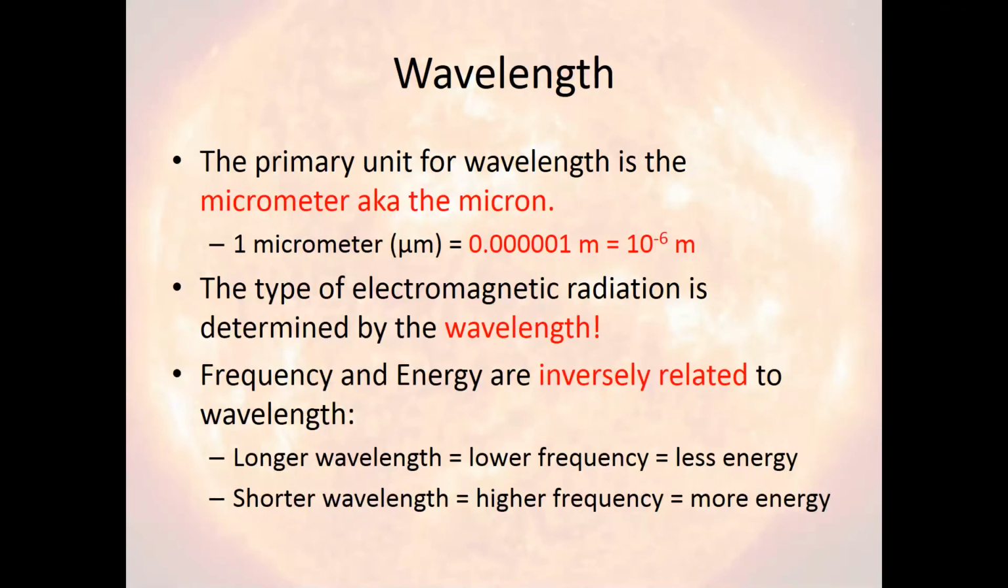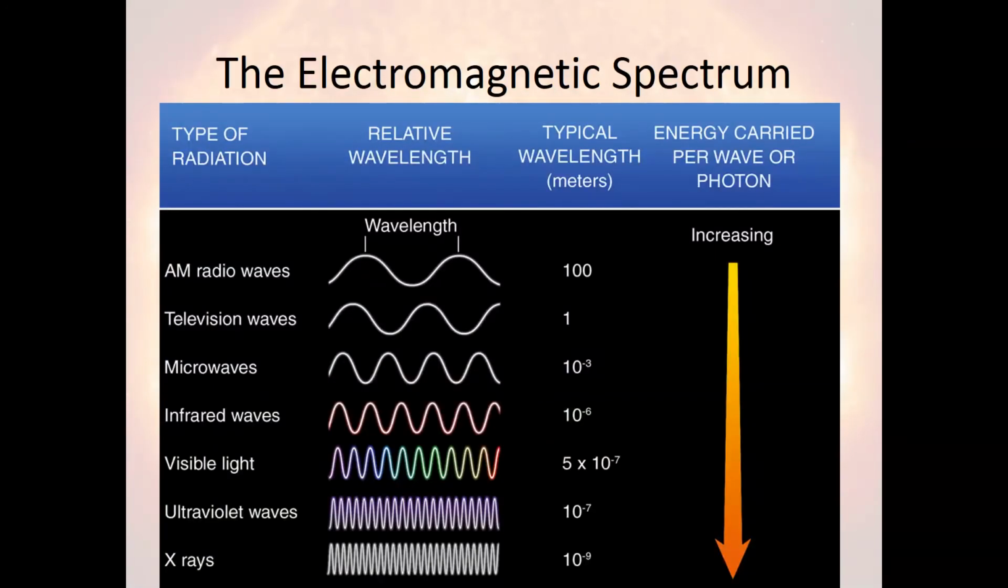So really the wavelength gives us a lot of information about how energetic the different wavelengths of radiation are. Now the different types of radiation can be seen on what's called an electromagnetic spectrum. And this just gives us the gamut of all the different types of radiation and how they relate to wavelengths.